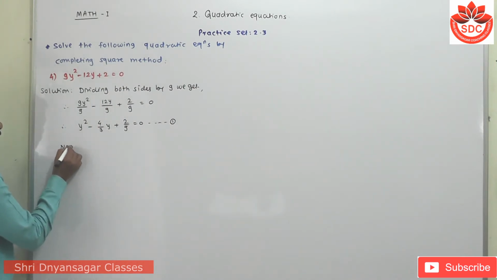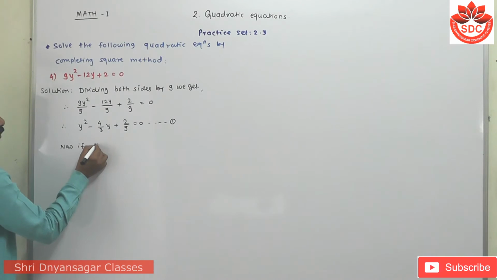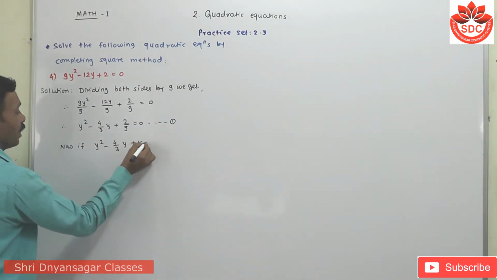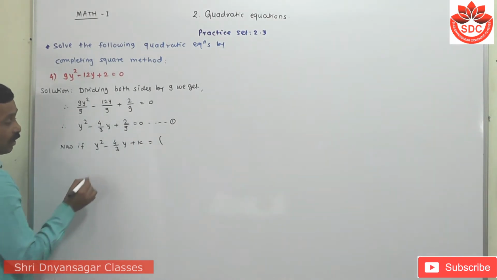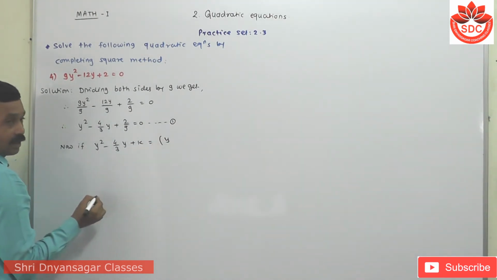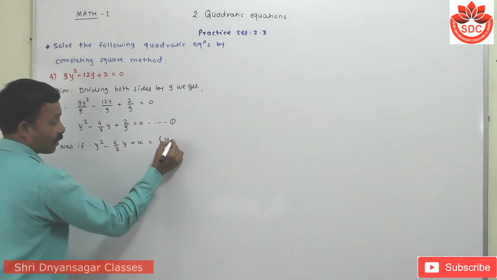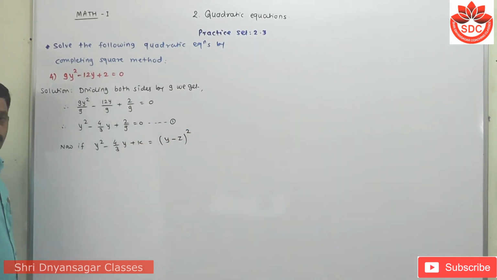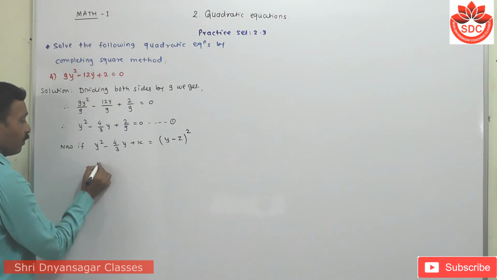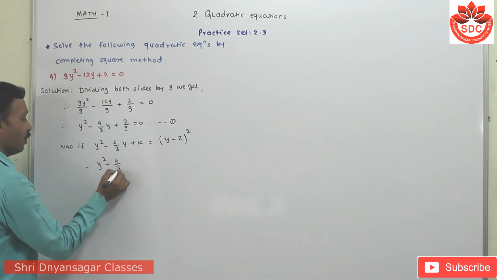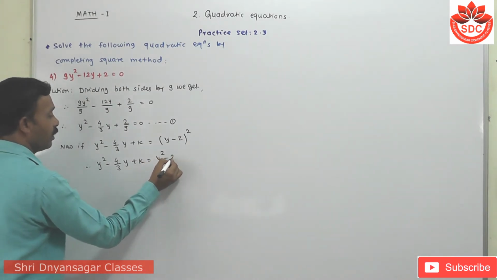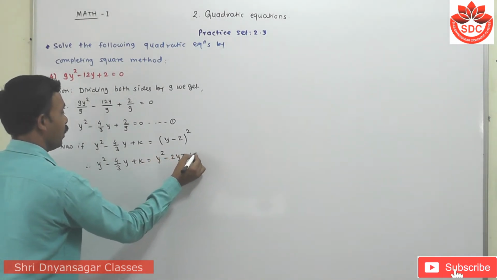Now if y square minus 4 upon 3y plus k is equal to, now here we take variable y, here the sign is minus, and take another variable, suppose z, bracket square. Then squaring this we get y square minus 4 upon 3y plus k is equal to y square minus twice yz plus z square.